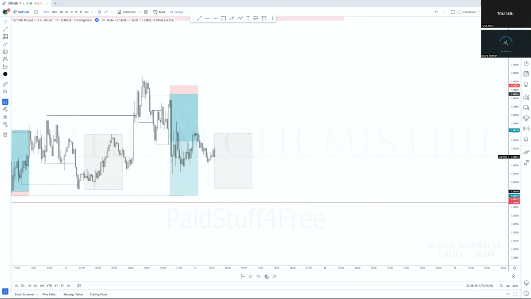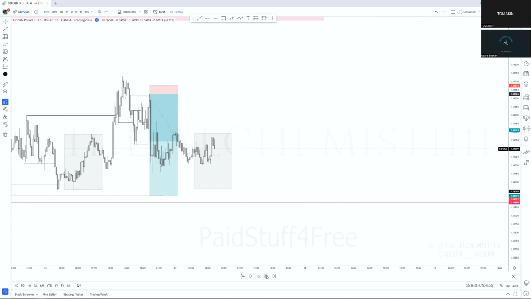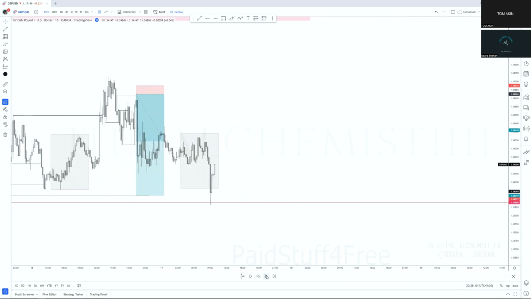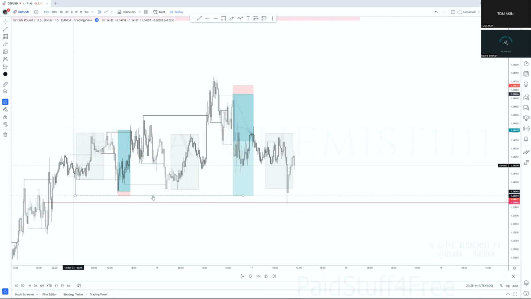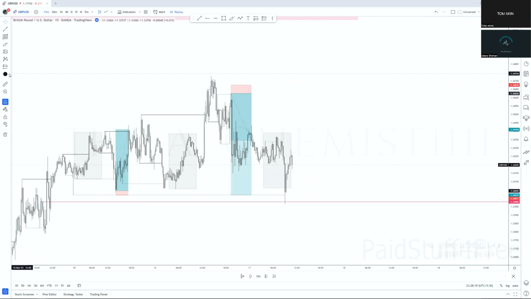Okay, there we go. Runs into Asia. Look what happens during Asia. Can you see that? Tap into, cleared out this pool of liquidity. Okay, tapped right into the 4-hour rejection block.